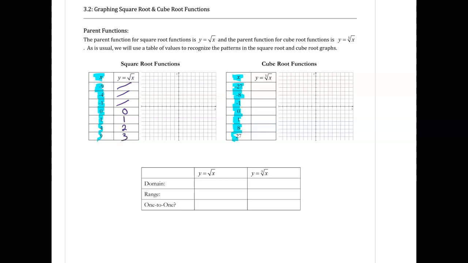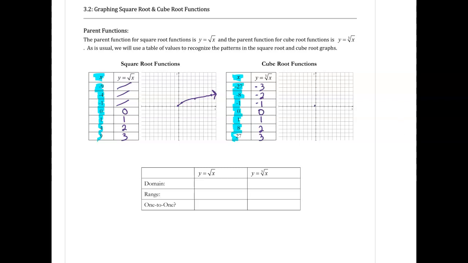Now with cube roots, I can take the cube root of a negative number. So hopefully you know these cube roots as well. So I'm just going to write them in. And if I graph them real quick, so I'm just graphing what I see over here, 1, 2, 3, 4, and 9, 3. This is the shape of a square root function.